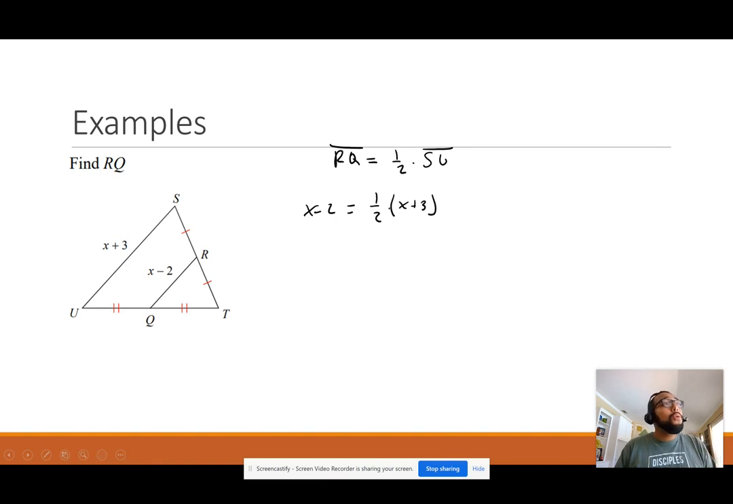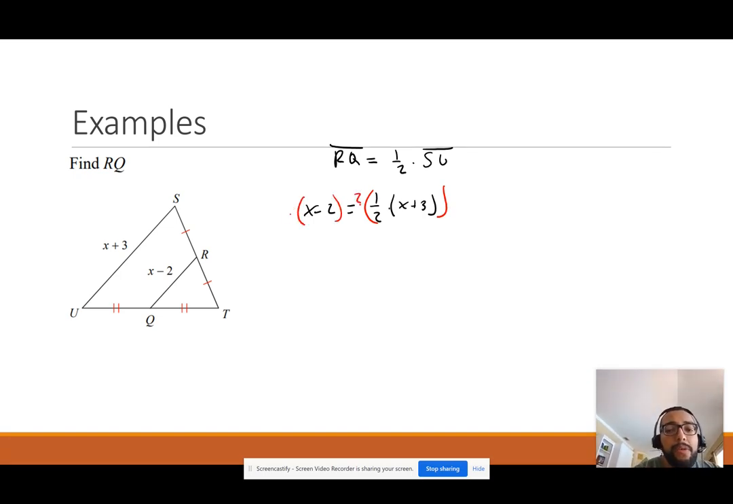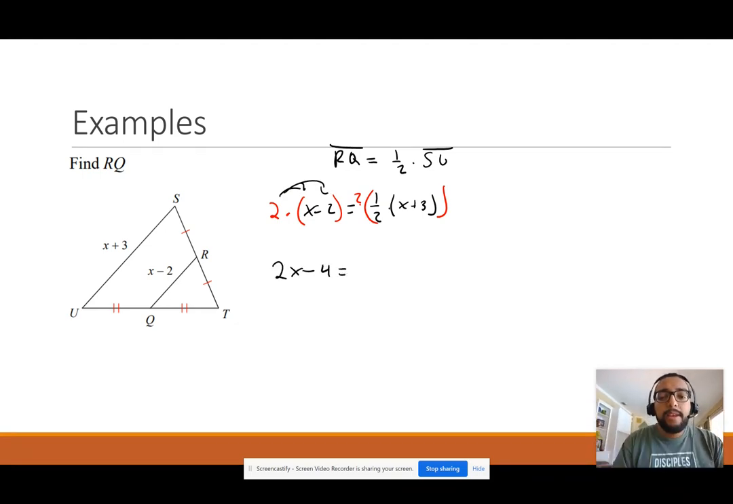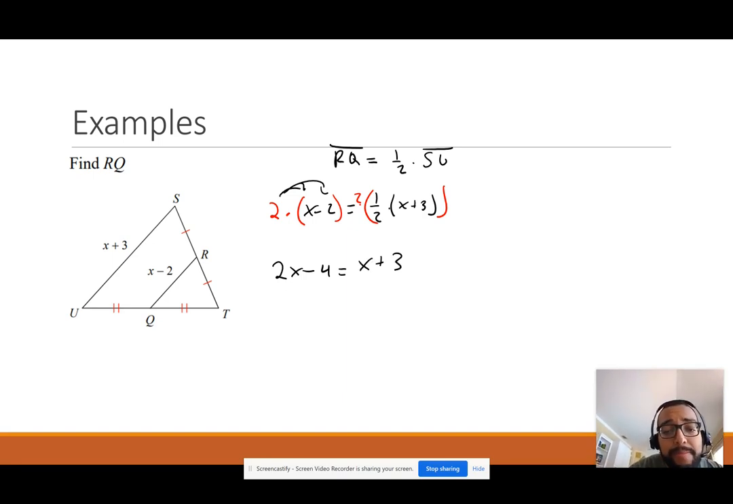So here, my goal, let's get rid of the fractions. We don't like fractions, so let's get rid of them. Since that's 1/2, I'm going to multiply by its denominator. So on this side, let's multiply everything by 2. But if I do what I did to one side, I must do to the other as well. So here, distribute that 2, so 2x minus 4. That 2 and the 1/2 cancel, or they equal 1. That means on the right side, all I have is x plus 3.